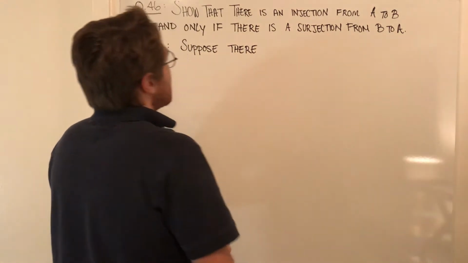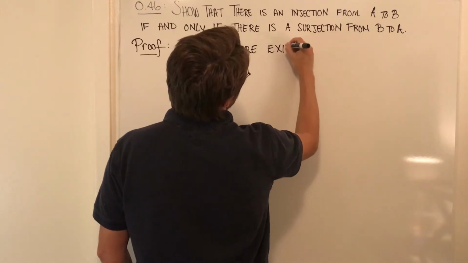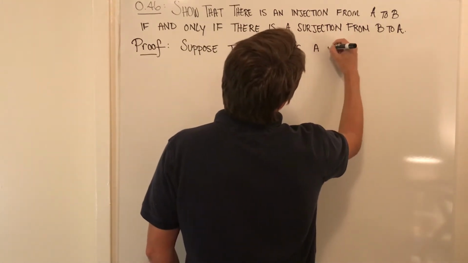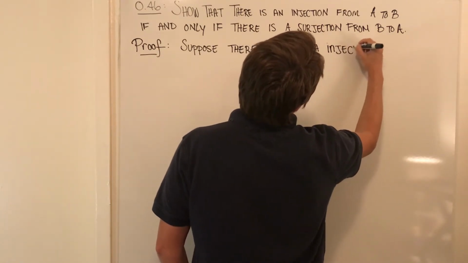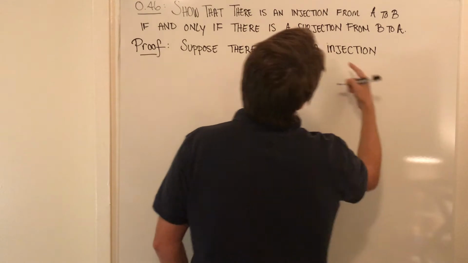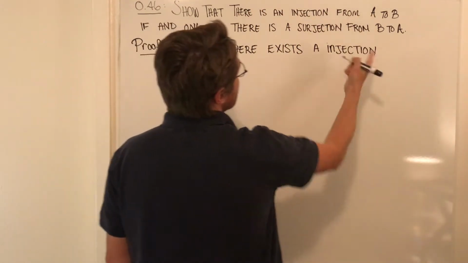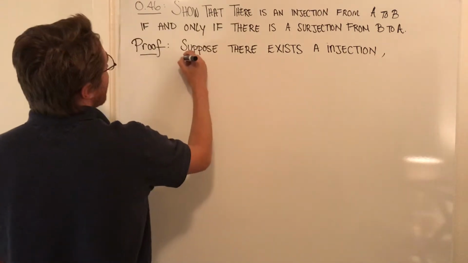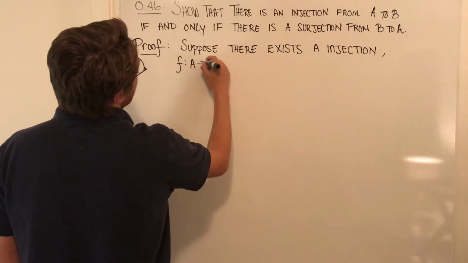So let's suppose that there exists a function, and instead of saying just a function, we'll call it an injection, because it's not just a function. We're going to assume this thing and prove that there's a surjection. So we're going to assume that there exists an injection. We'll call it F, going from A to B.